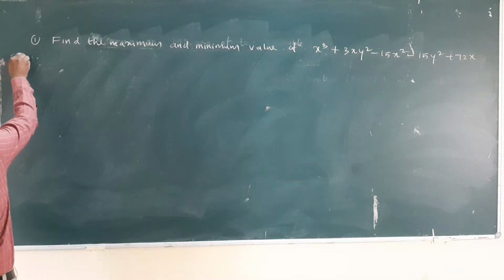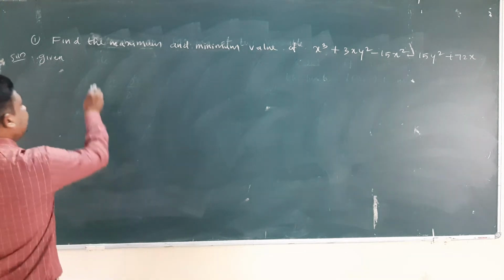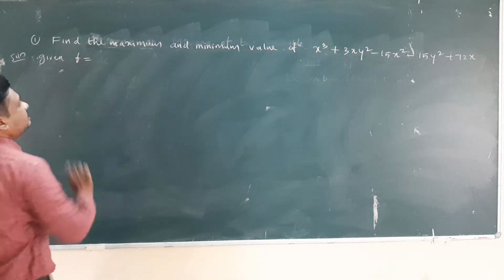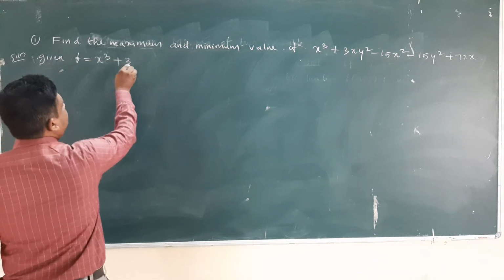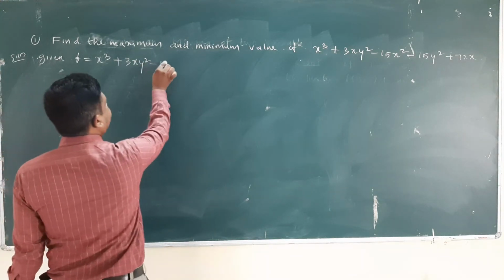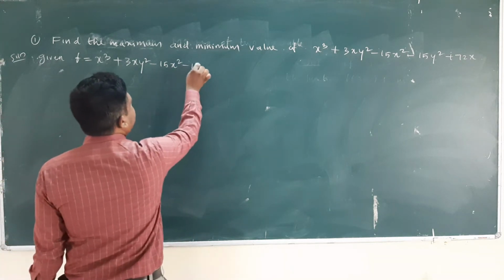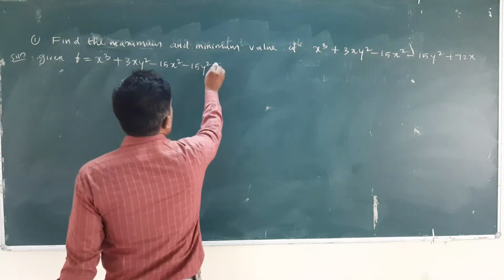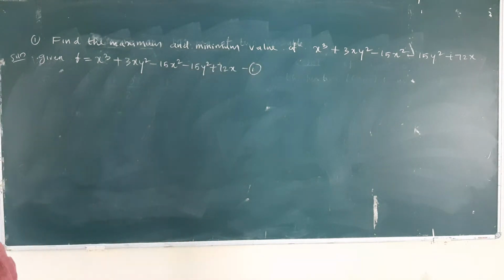Solution. Given here, I will take this as the function f. f is equal to x cube plus 3xy square minus 15x square minus 15y square plus 72x. So this is the given function f. As per the steps, first I will find the derivatives.